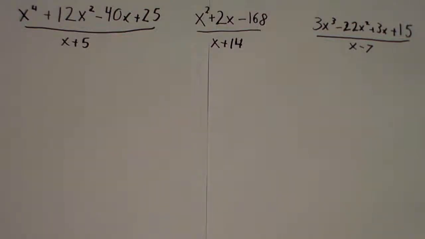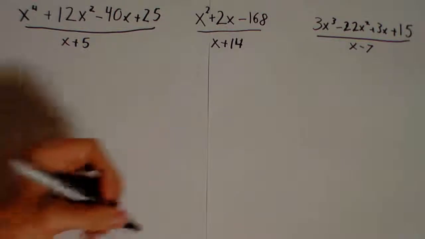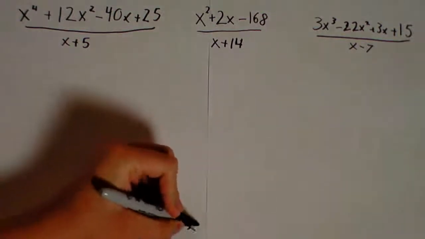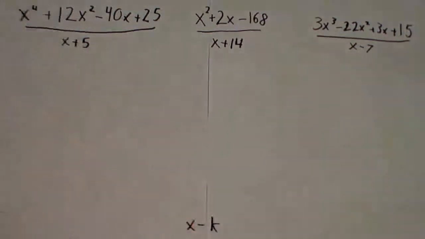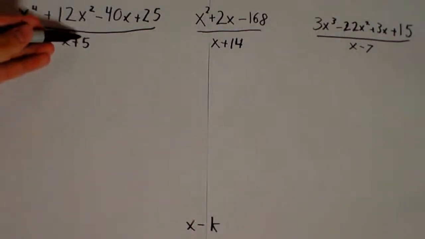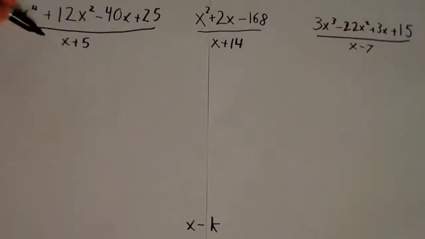Okay, what I want to do in this video is to show you 3 examples of synthetic division. So our first problem is x to the 4th plus 12x squared minus 40x plus 25 divided by x plus 5. Now remember, synthetic division is something we can do when we have a divisor in the form x minus k, where k is just any constant. So in this case, our k is going to be negative 5. We have x minus negative 5.